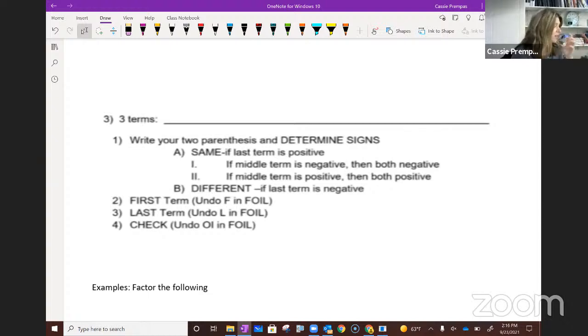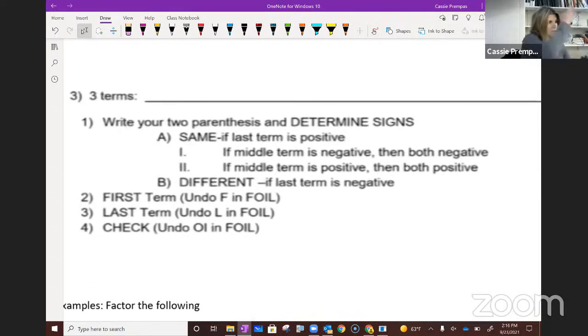But this is a skill that I really need you to focus on. I know we're here at the end of the day. So if you have any distractions, put those away and really tune in to this section because we're going to use it quite a bit. How do you factor 3 terms here at Wheaton Academy?